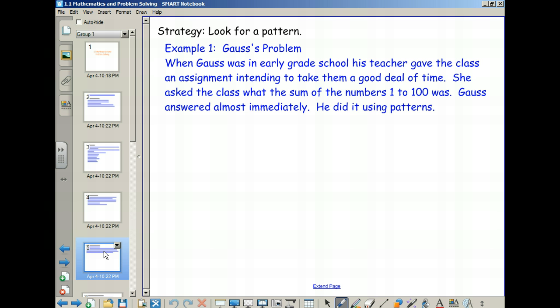So the first thing we're going to do is write this out, what he was told to do. He was told to add 1 plus 2 plus 3, and to keep adding until he got to 100. Obviously, if you add all this up, it should take you quite a bit of time. Agree? Yeah, and there are no calculators allowed here, right?